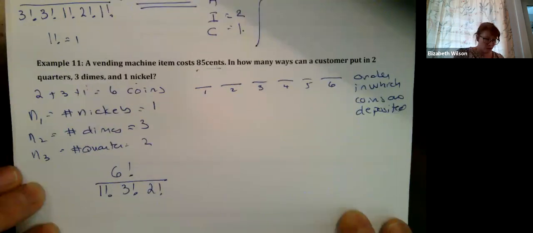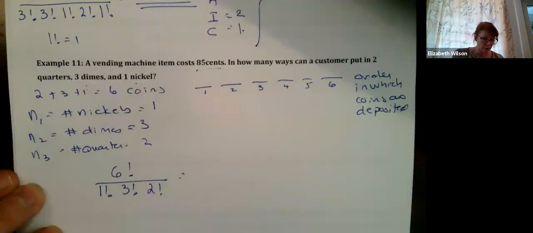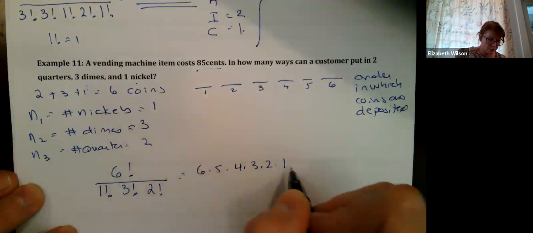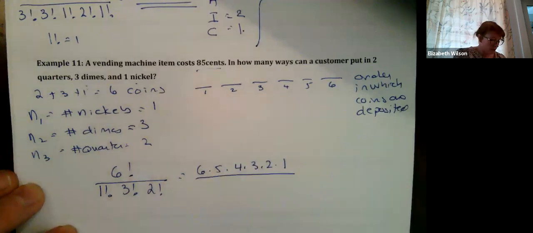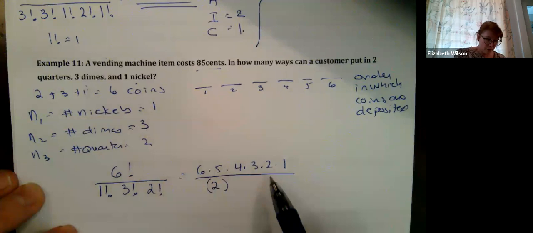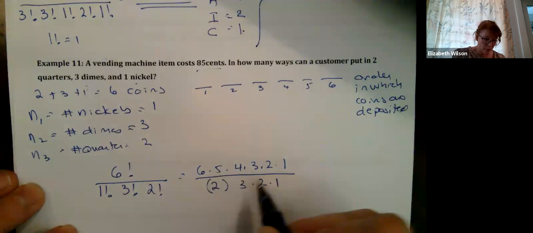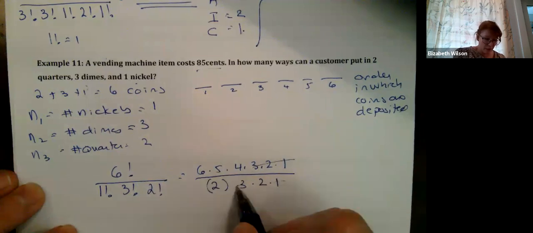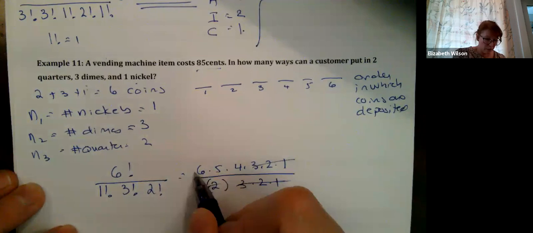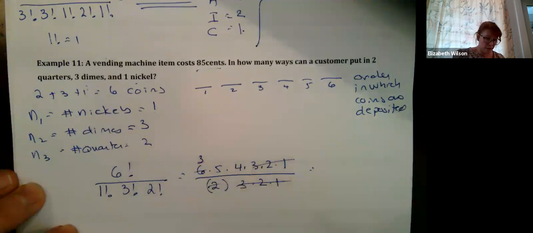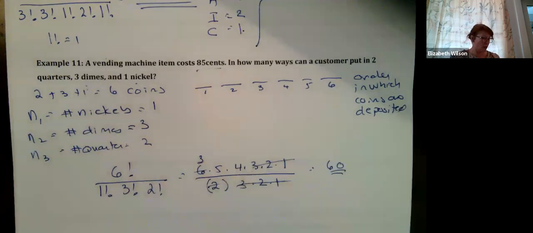So I'll show you how we can cancel the factorials out. 6 factorial is 6 times 5 times 4 times 3 times 2 times 1. 1 factorial I'm not going to worry about. For 2 factorial, I'm going to put 2 here, because 3 times 2 times 1 is 3 factorial. So I'm going to cancel out my 3 factorials. 2 goes into 4 or 6, giving 3. Then I multiply straight across the top, and I get 60. So what that means is I have 60 possible ways that a person can put in 2 quarters, 3 dimes, and 1 nickel.